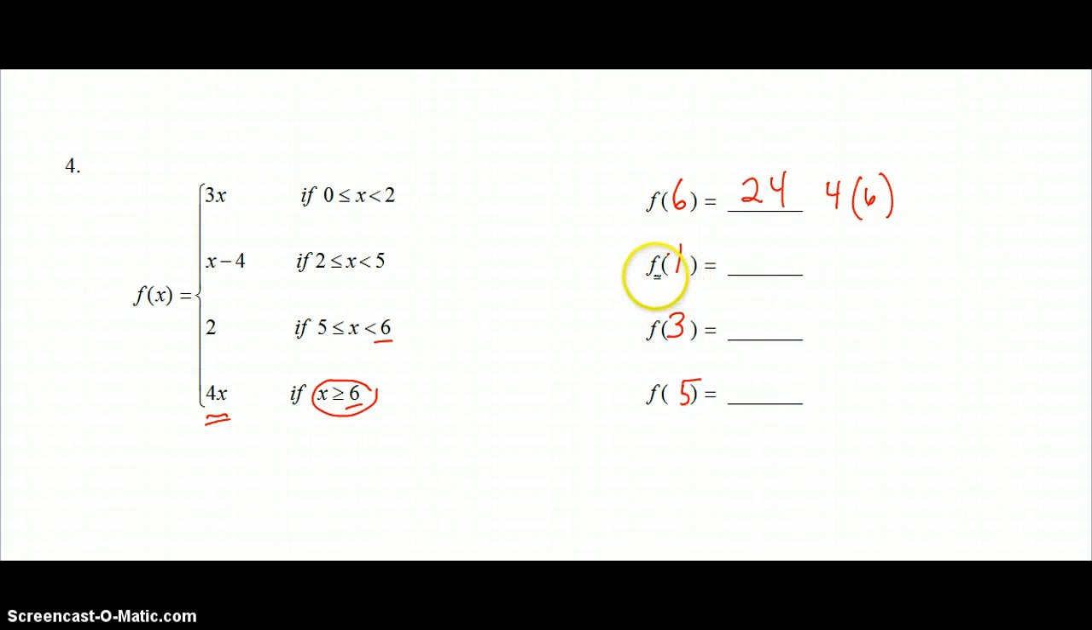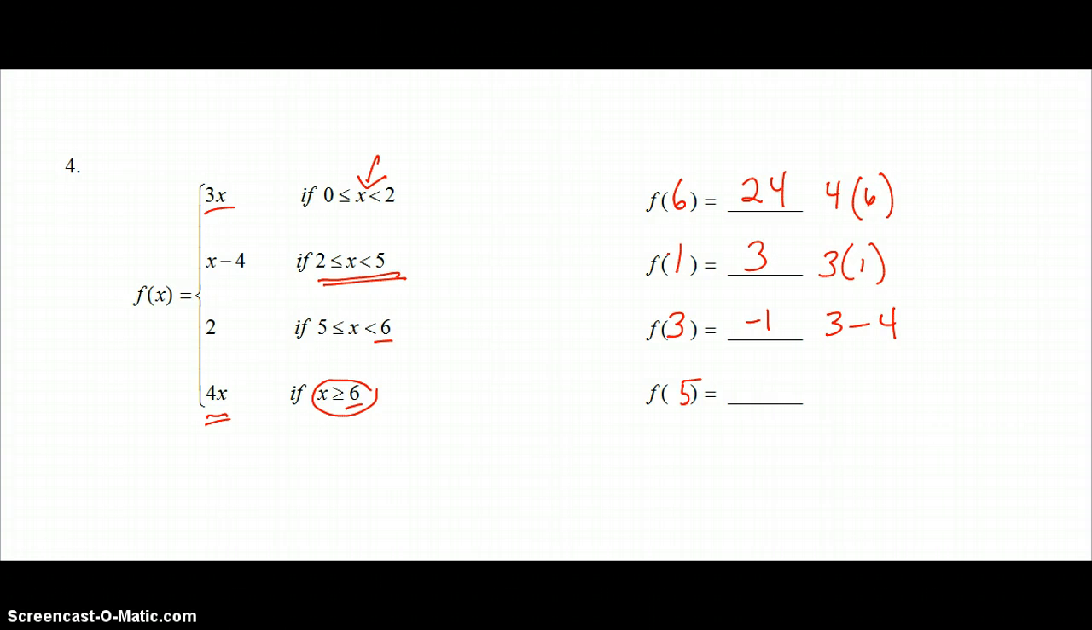In this case, f of x, where x is 1, will fall into this domain here. So 3 times 1, or 3. I used this equation. The next one is f of 3, so 3 will fall into this domain here. So it's 3 minus 4, plugged in for x, which is negative 1.